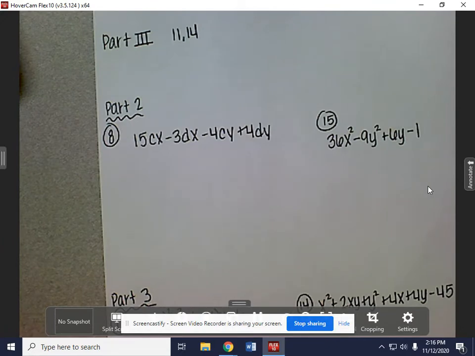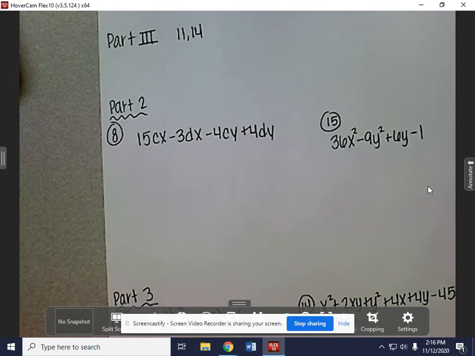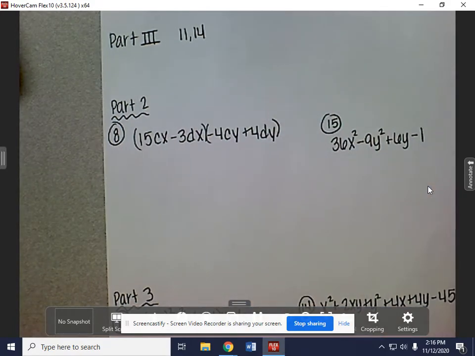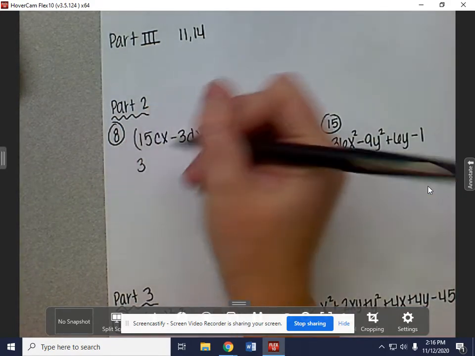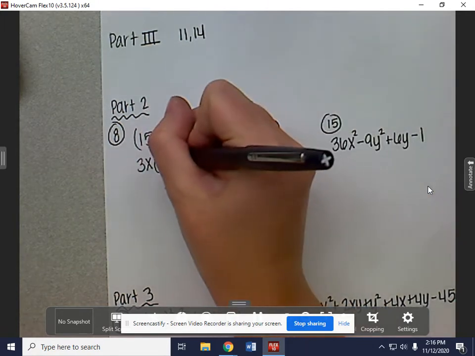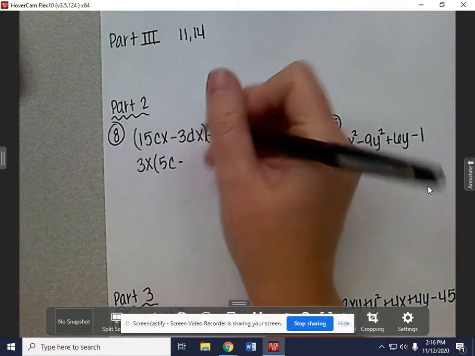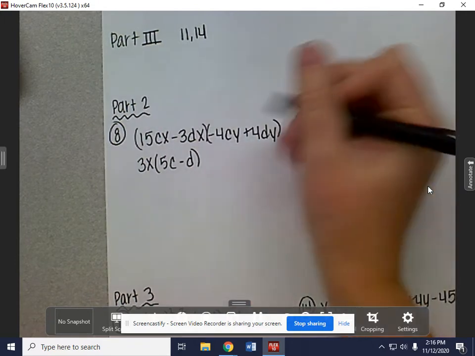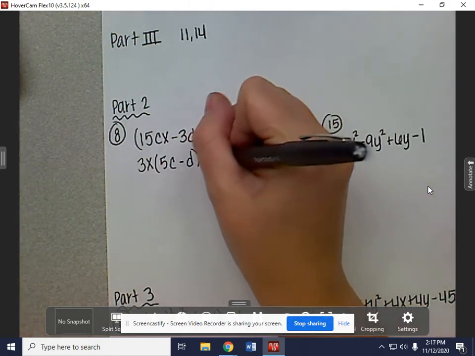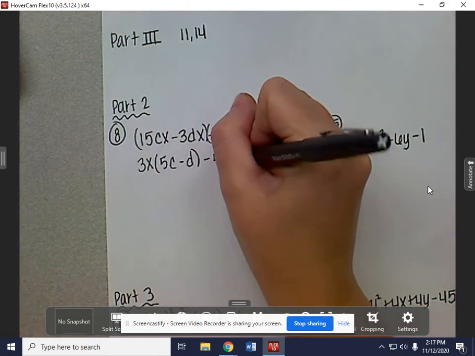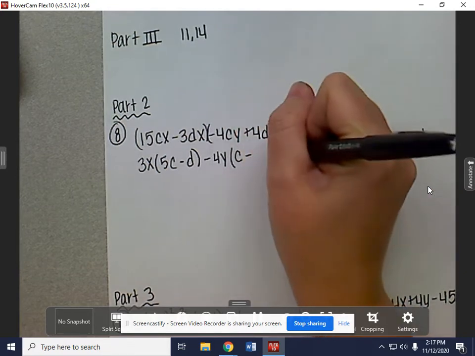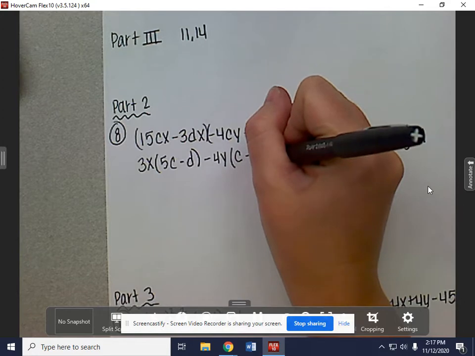So I understand where at number 8 there was a question, because this is a factor by grouping problem. So you make your two groups and you're saying, all right, going through the motions here. That's 3x, right? And you'd be left with 5c minus d. And then over here, you're saying, okay, the GCF, I'm going to say is negative 4y. And I would just be left with c minus d.